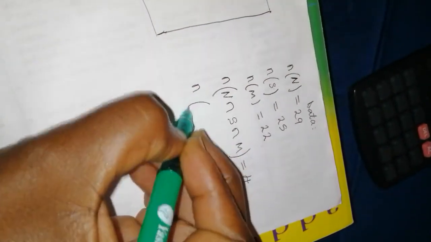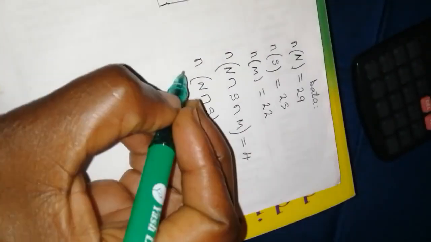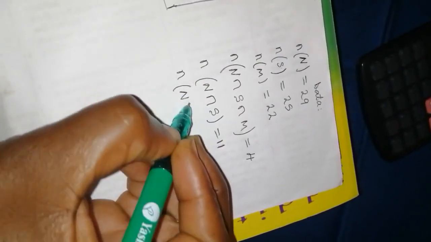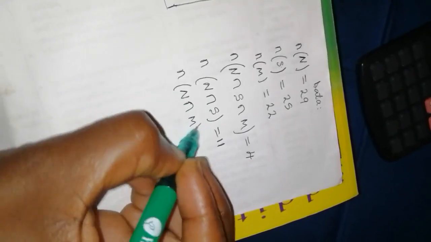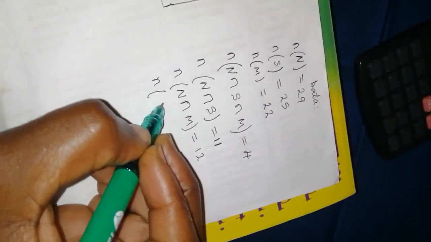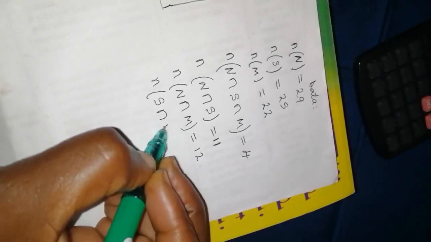Then those who listen to news and sports, we are told that there are 11. Okay, those who listen to news and music, they are 12, and those who listen to sports and music are 9.